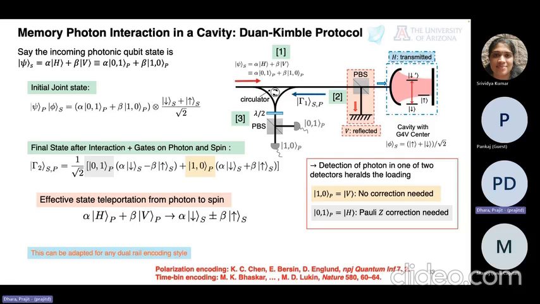And for time-bin encoding, this is actually an experimental demonstration, actually the first experimental demonstration of quantum memories showing you an advantage for quantum communication.